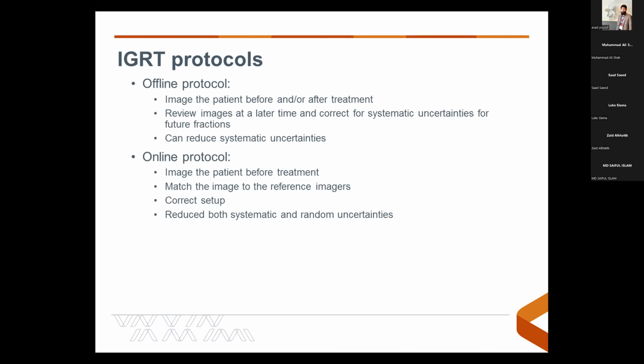Then an online protocol is where you image the patient before treatment, you match the image to the reference image. So you do your image matching online, then you correct the setup before you treat the patient. And this reduces both systematic and random uncertainties in your treatment setup.